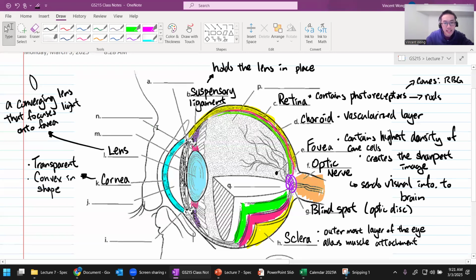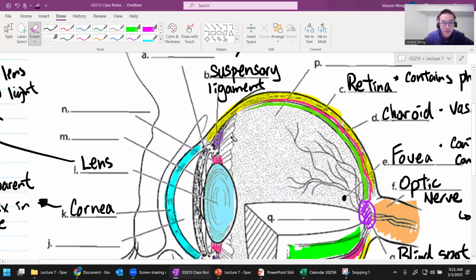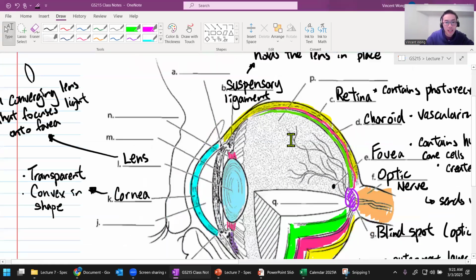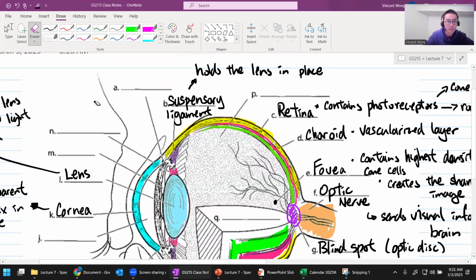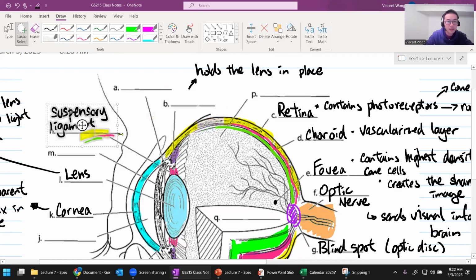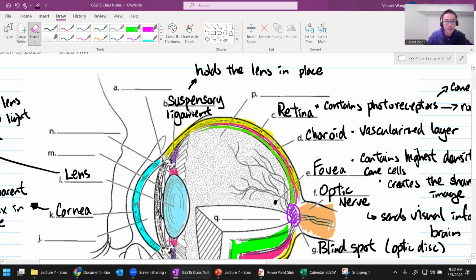Actually, I can't really see where the things are pointing at. Okay, I think I saw it wrong. The suspensory ligament is actually N. That's what N is pointing at right there. So I'm gonna move this over here. Sorry about that. I couldn't see the lines very well. So that's the suspensory ligaments. Try it one more time.